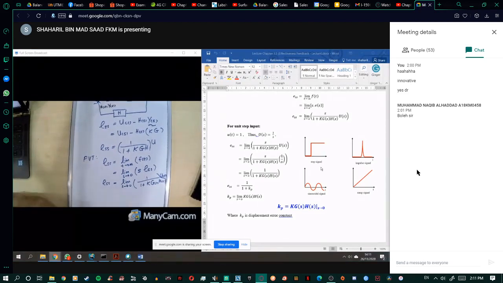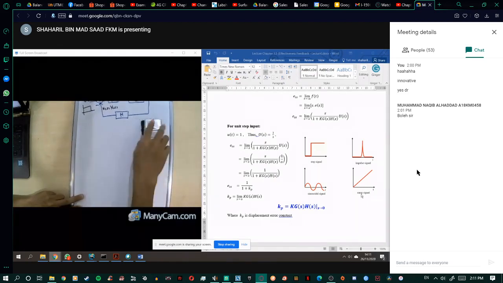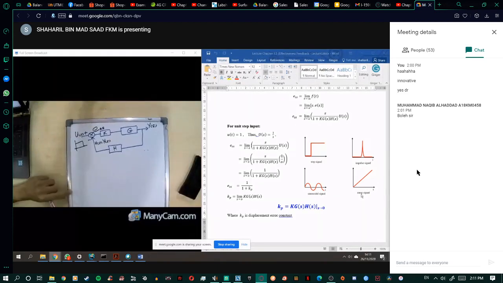So let's say we apply the step input here. We have a lot of inputs: the step input, impulse, sinusoidal, and also ramp input. So let's apply the step input first for this formula. Okay. So far so good. Is it clear? So this is only the introduction. Okay, good, good. So let me apply this.